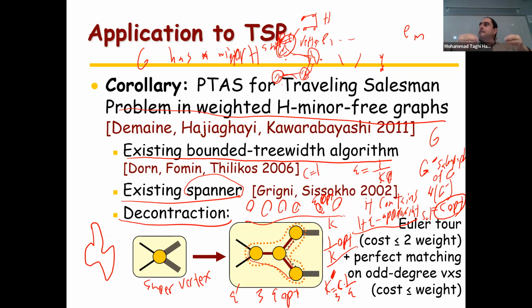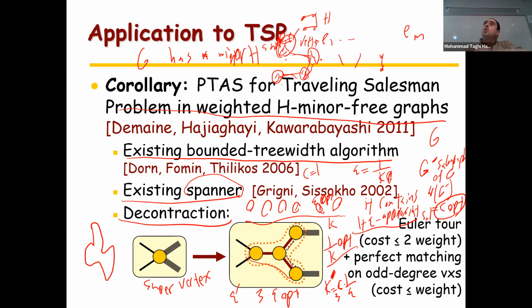I will just do that, and then I will solve this problem. Then I will open it up, make the whole thing Eulerian, and then find the Eulerian tour. And the total extra that I will pay would be 3 times epsilon.